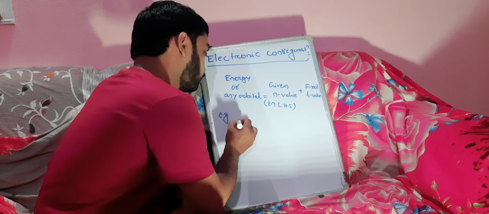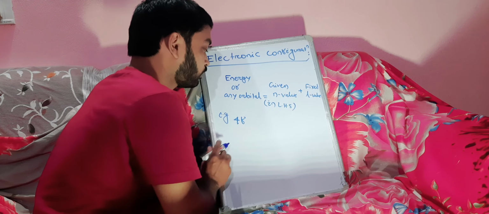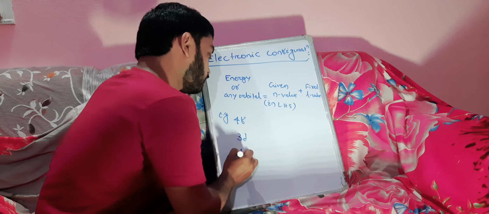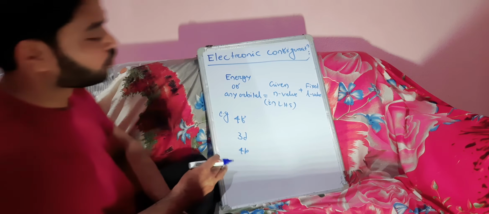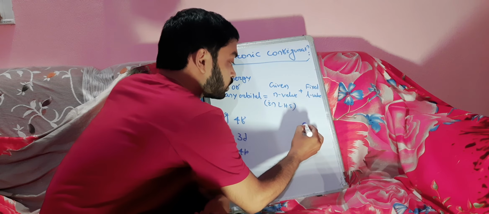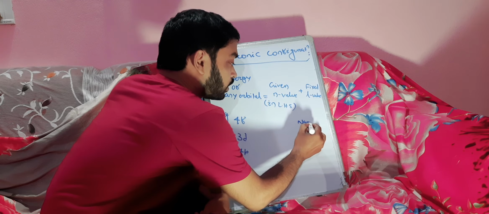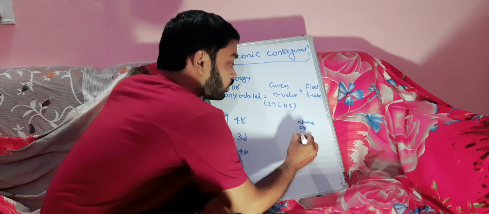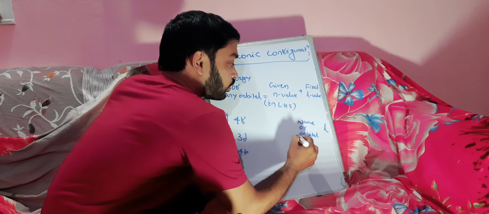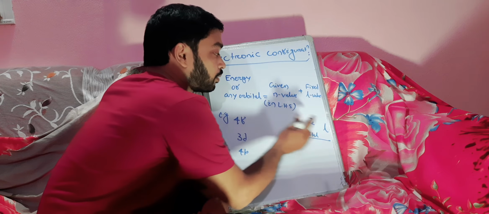Let's take 4f orbital, 3d orbital, 4p orbital. We'll calculate the energies. Before going to energy calculation, you should know the fixed L values. That means the name of the orbital and its L value. We have already learned about that part.